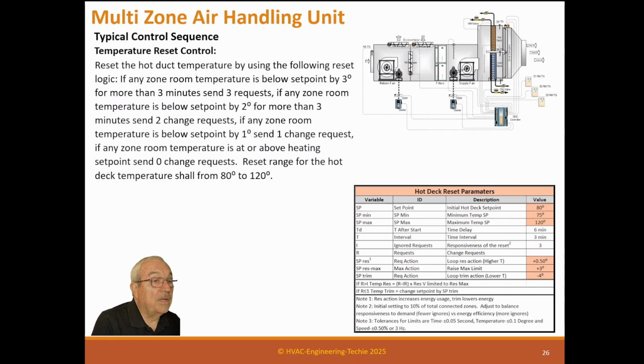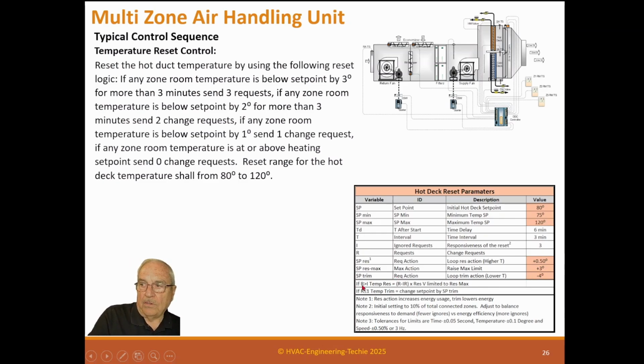Reset range for the hot water deck temperature should be 80 to 120. And here are the parameters for the hot deck. Set point is 80. Remember, we're trying to use the return air, and the reset range is 75 to 120. Dead band is 6 minutes, 3 minutes for interval. 3 is our ignored request. And our static pressure reset is 0.5 inches. Hot deck temperature is 0.5 degrees up, and our maximum is 0.3 up. And our reset trim is -4.